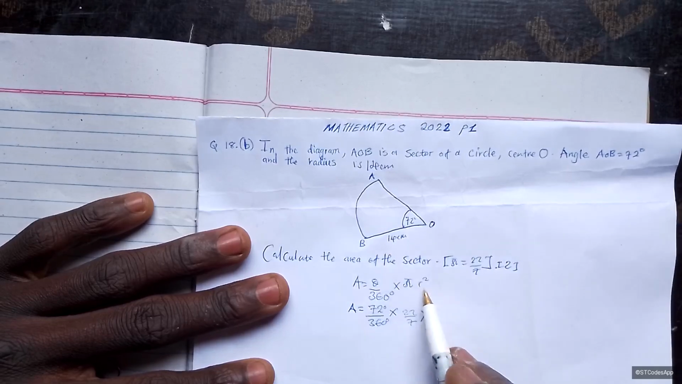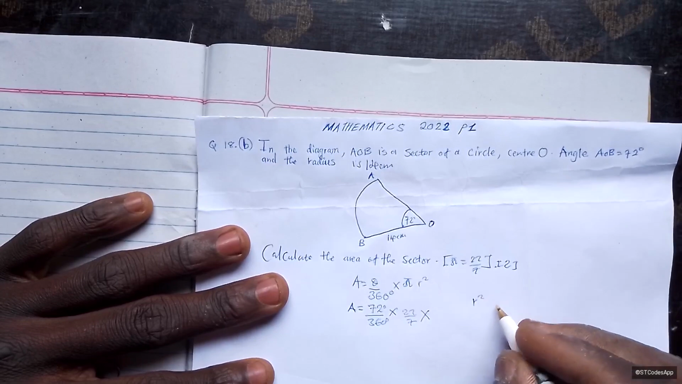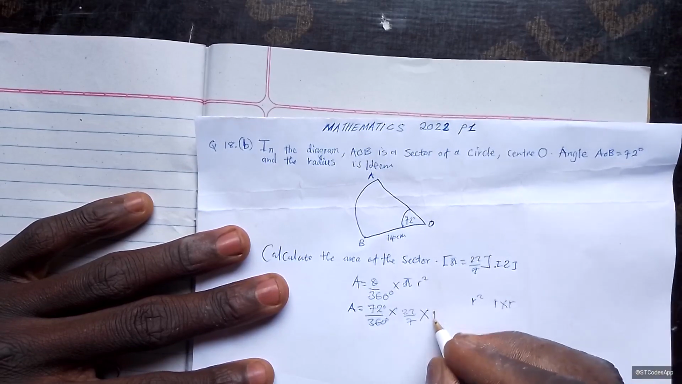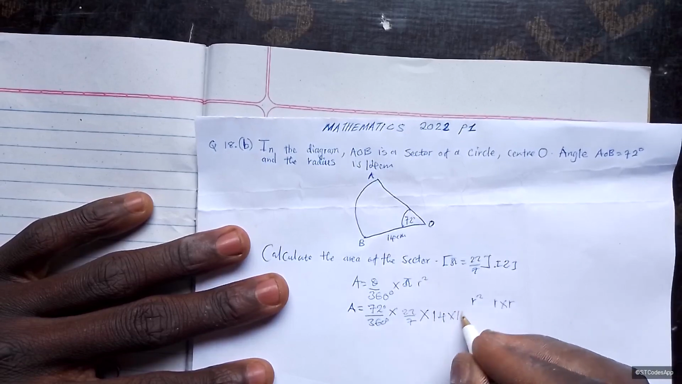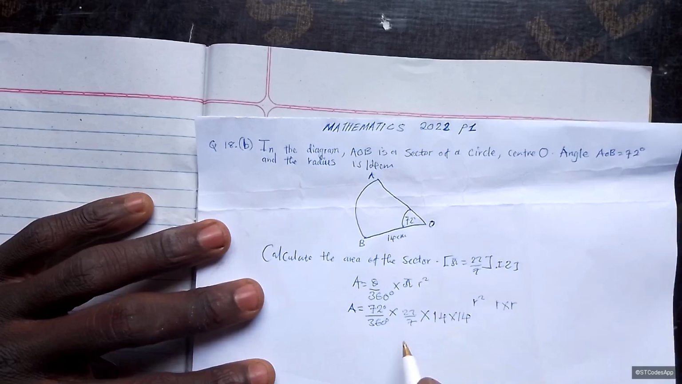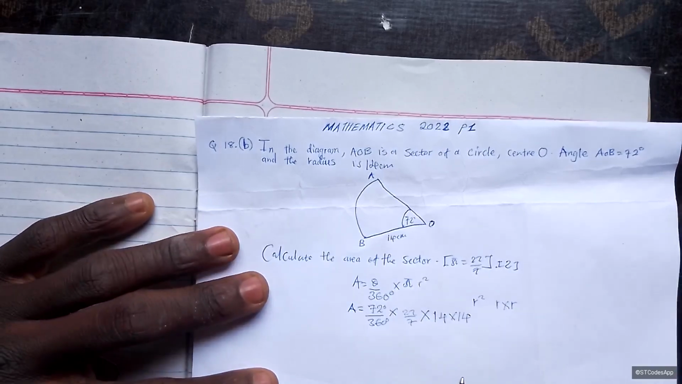Now, as you can see, we have r to the power 2. R to the power 2 means you are multiplying r by r. So here I'm going to say 14 multiplied by 14. That's r squared. Then from there, we can try to reduce the numbers.